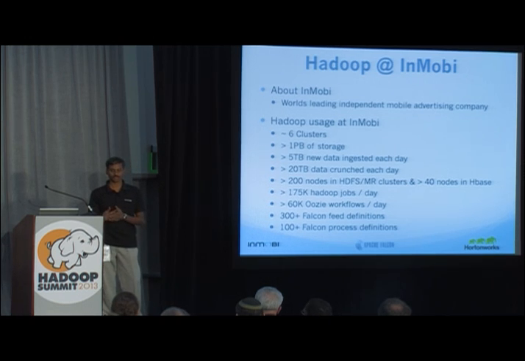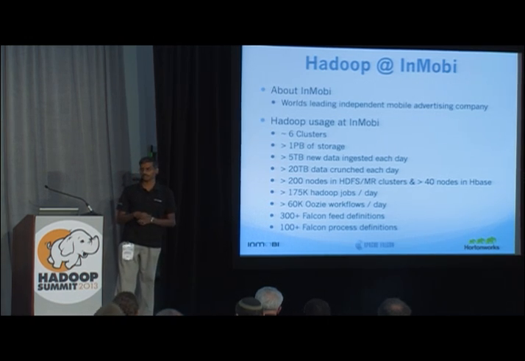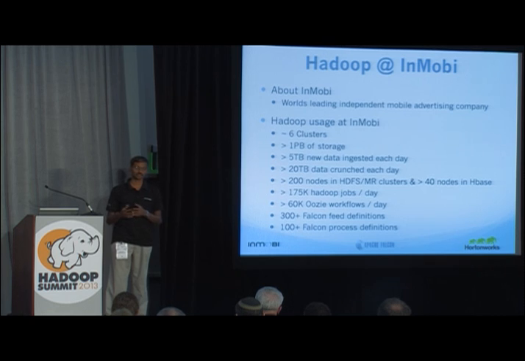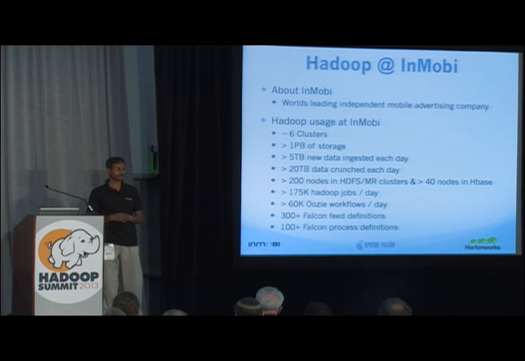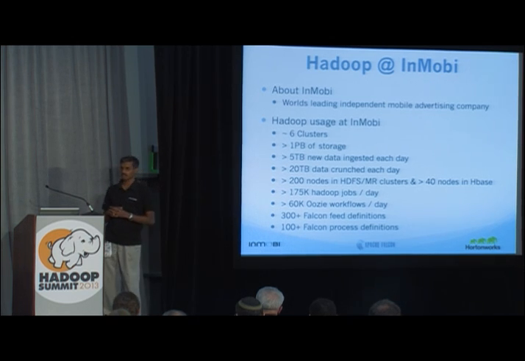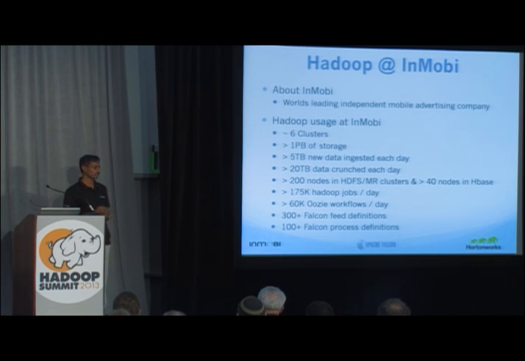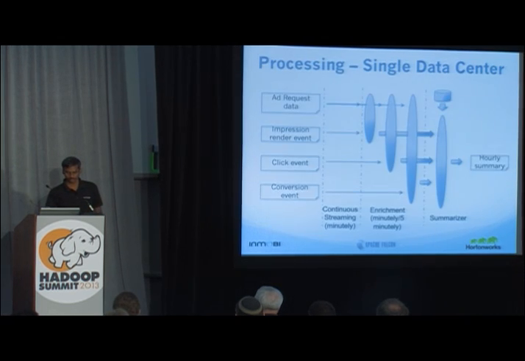We have a petabyte of storage across these clusters, and we get 5 terabytes of new data every day, and about 20 terabytes of data is processed in these clusters every single day, which is 5 terabytes of today and some historical data used for analysis and stuff like that. So our clusters are about 200 nodes, and we run about 175,000 Hadoop jobs a day, and 60,000 Oozie workflows in a day. So in Falcon, we have about 300 feed definitions and 100 process definitions, and some of these feed definitions and process definitions span multiple clusters. So that's roughly the stats about our clusters and our environment.